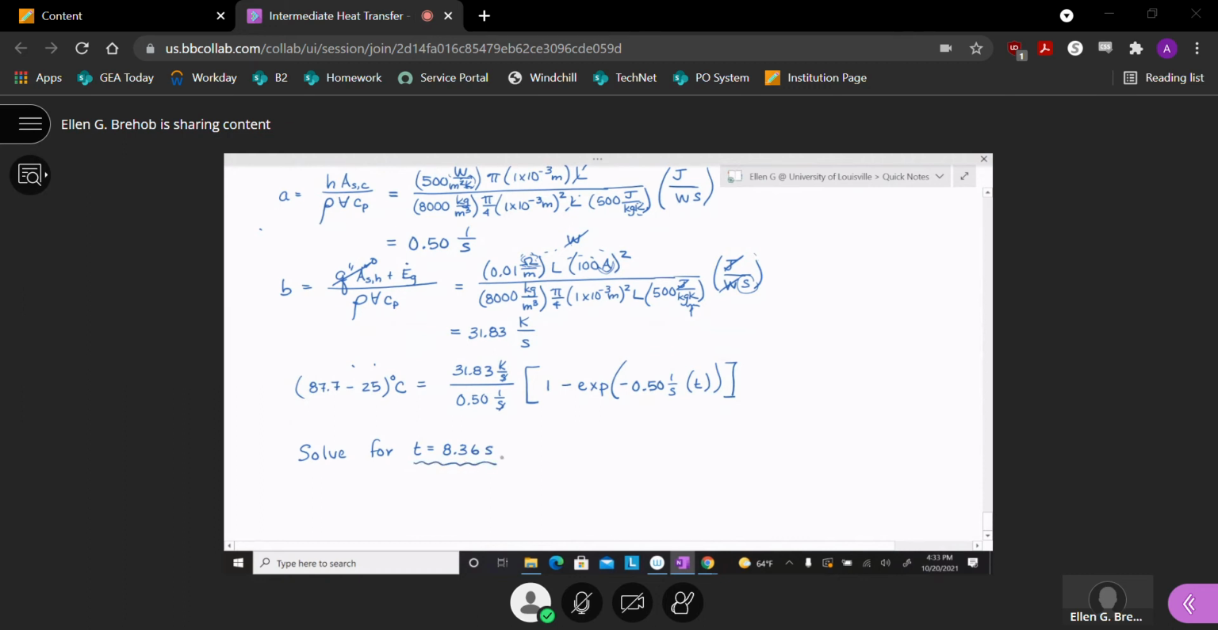If I work back and solve for time, it's pretty fast, 8.4 seconds for the wire to be plunged into that bath. Actually, it could be sitting in the bath because they're both at free stream, but I suddenly start heating it up. I suddenly start putting that current through it. And it should get very close to its steady state temperature.